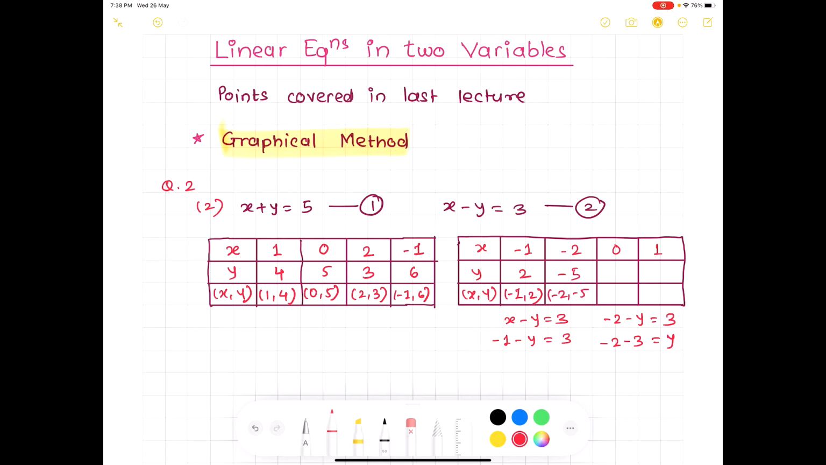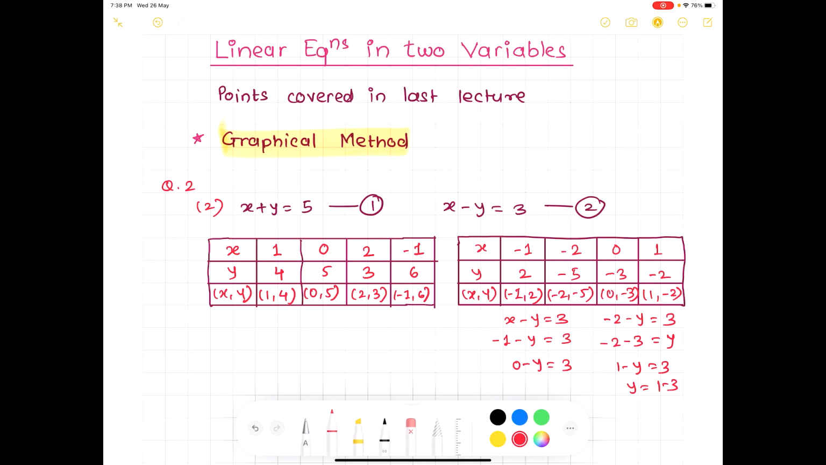Minus 2, minus 5. Next, 0 minus y is equal to 3. So y will be minus 3. 0 comma minus 3. Then 1 minus y is equal to 3. So y will be 1 minus 3, that is minus 2. So 1 comma minus 2. These are the points or the coordinates we got for both equations.